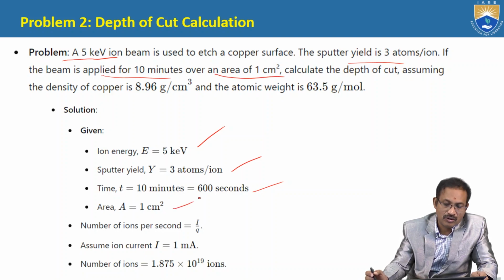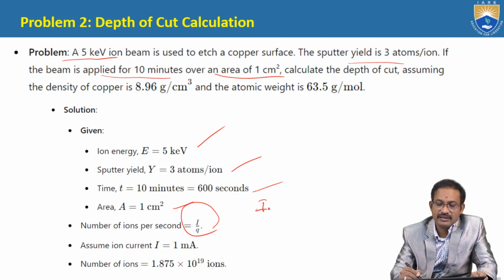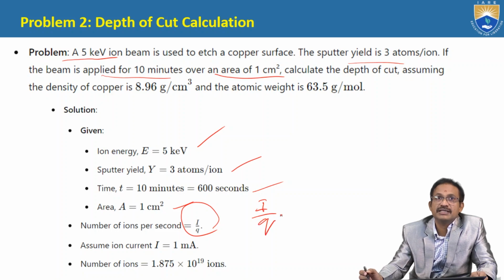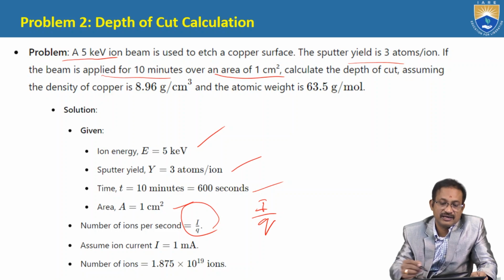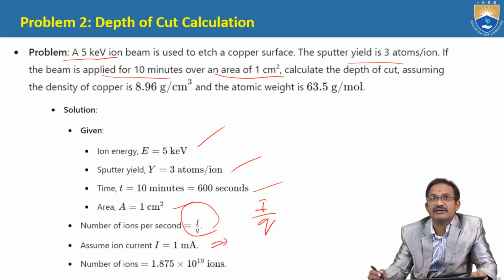Now we have the formula: number of ions per second is I by Q. Q is the constant, I is the current in amperes. Assume ion current I equal to 1 milliampere. Here the current is not given, so we have to assume. And the number of ions equals 1.875 into 10 power 19 ions.